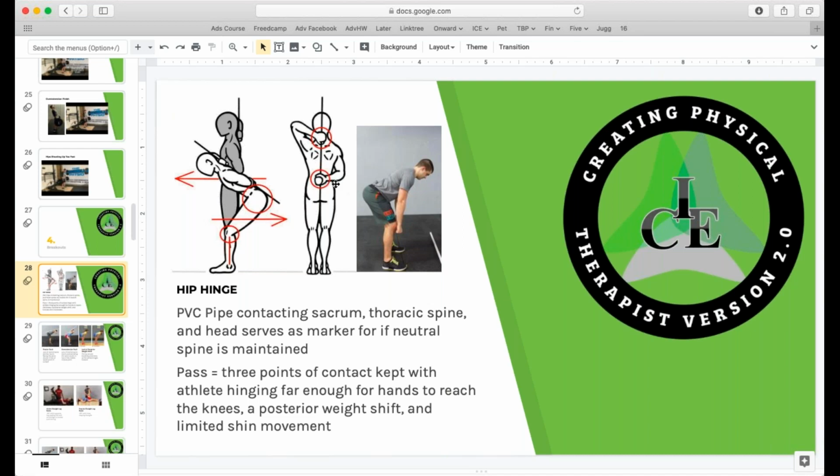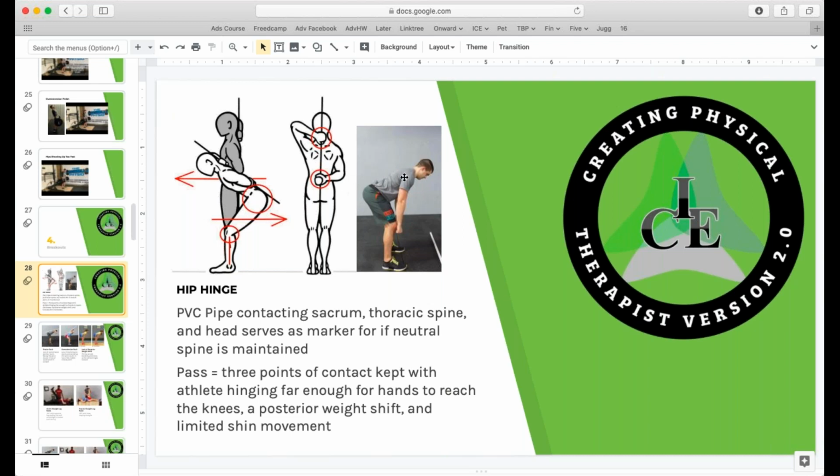And what I'm looking for is this right picture here, a picture of me. Y'all might not recognize that as me. That's me before I had a beard. That's baby Zach. So I want to see baby Zach be able to hip hinge far enough forward that they maintain that neutral spine position as represented by maintaining those 3 points of contact.